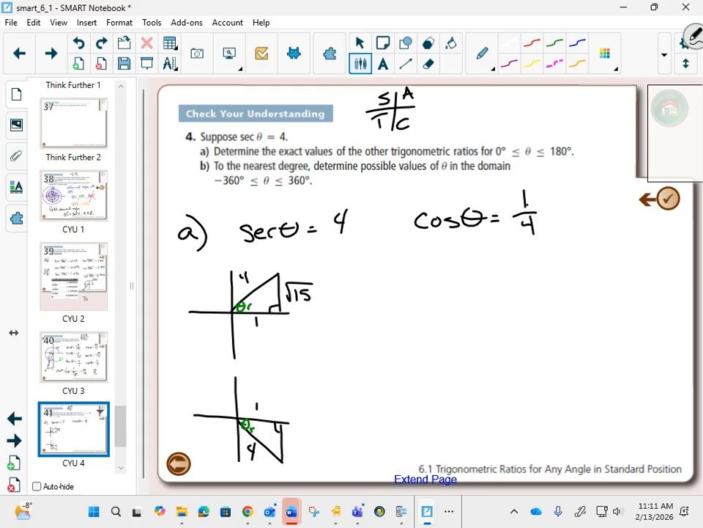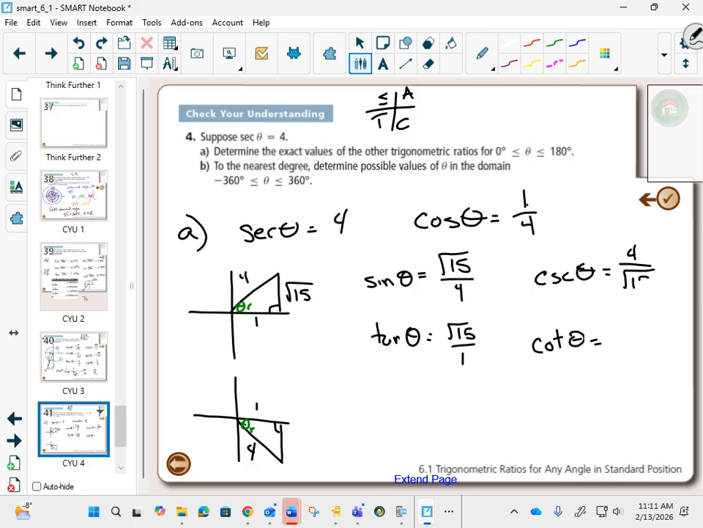And now that you have that, could you tell me what sine of theta is? Absolutely. Opposite over hypotenuse. Could you tell me what tan of theta is? Absolutely. Opposite over adjacent. And if you know sine, you know cosecant, and if you know tangent, you know cotangent. Cosecant will be the reciprocal, 4 over root 15. Cotangent will be the reciprocal, 1 over the square root of 15.